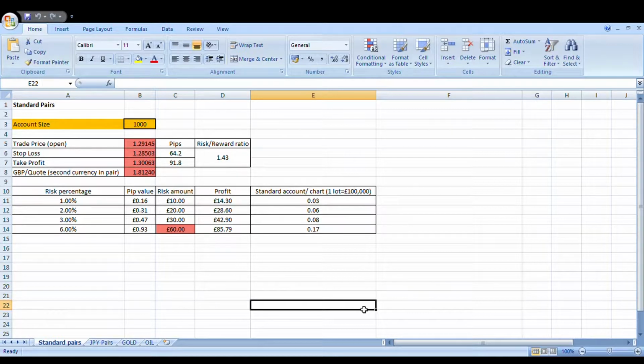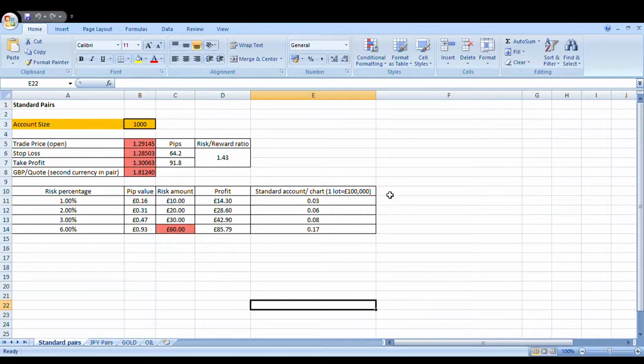And for many beginner traders and amateur traders, that can be quite overwhelming when they start seeing lot sizes, contract sizes, and have no idea what that means. So here we've made for you a lot size calculator, which will automatically calculate what lot size you need to be trading for your account.